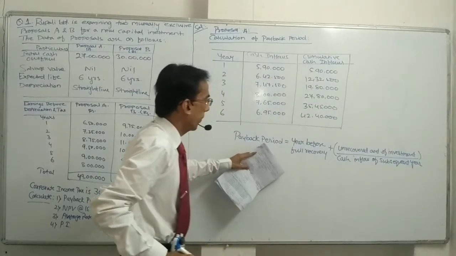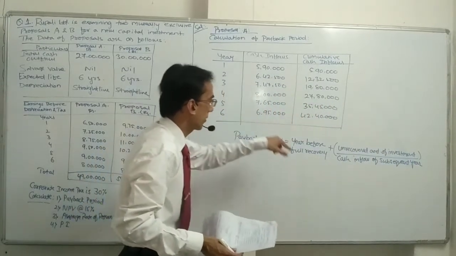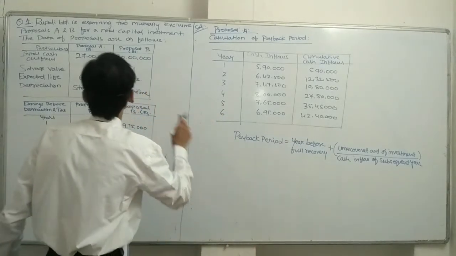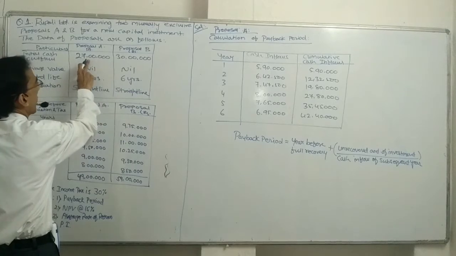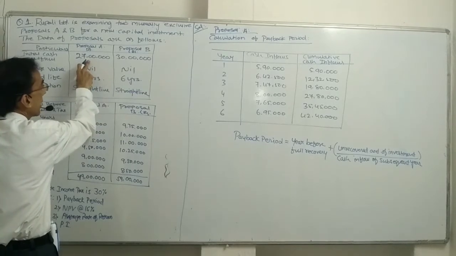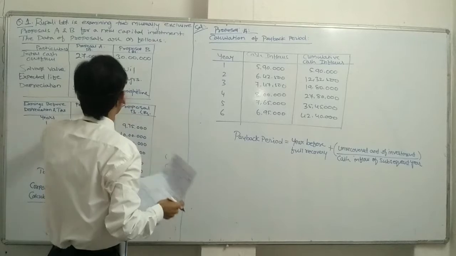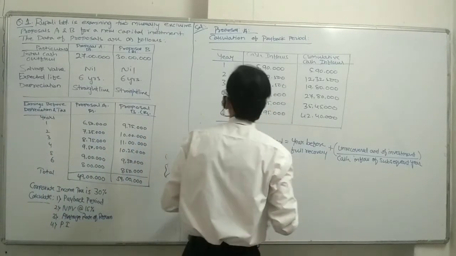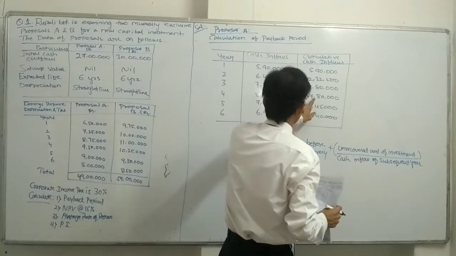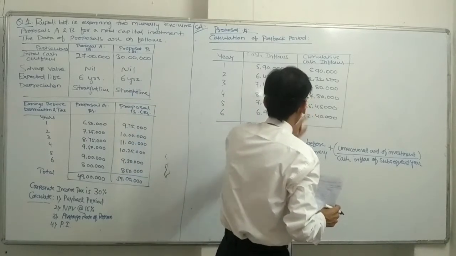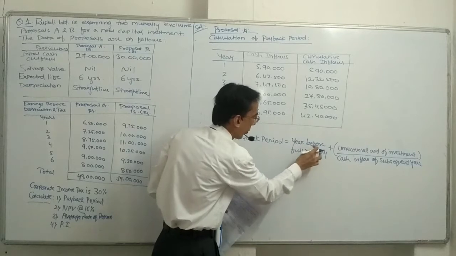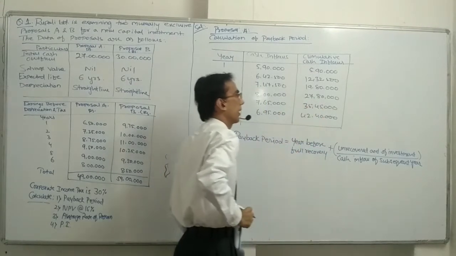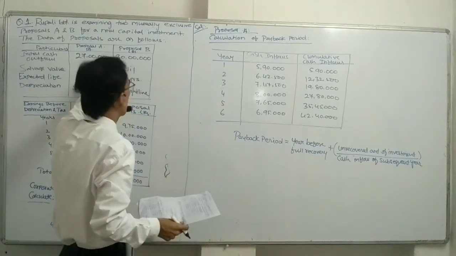Now, to find out the payback period, we need to put the figures in this simple example. The initial investment of project A is 27 lakh. So we need to see when we are going to recover this 27 lakh, in which year. 27 lakh rupees is going to recover in 4th year. So here, year before full recovery. In the 4th year, we are getting 27 lakh 80,000, but we need only 27 lakh.